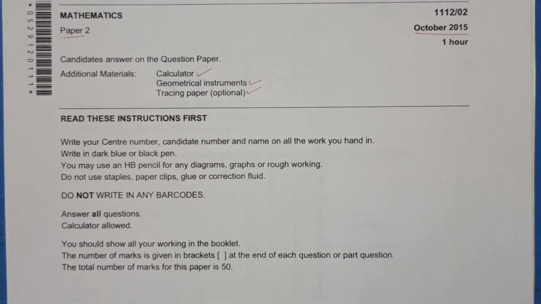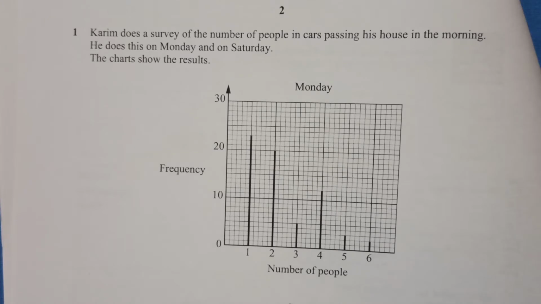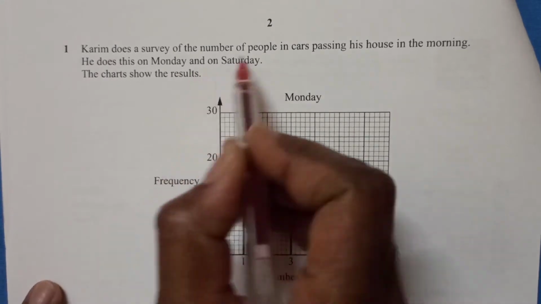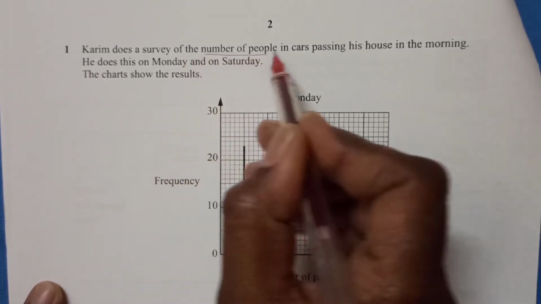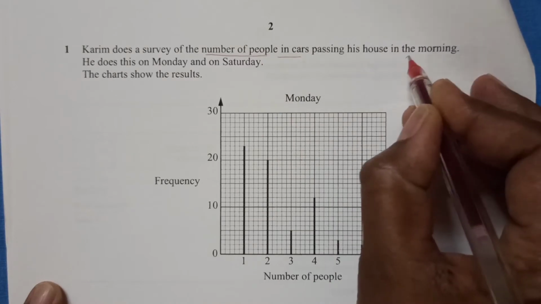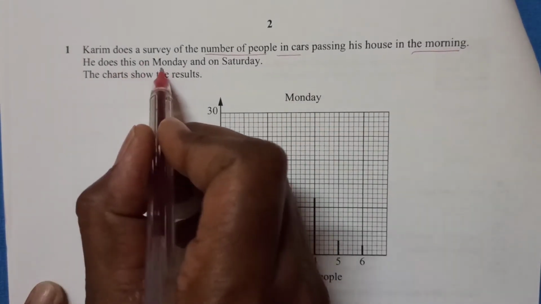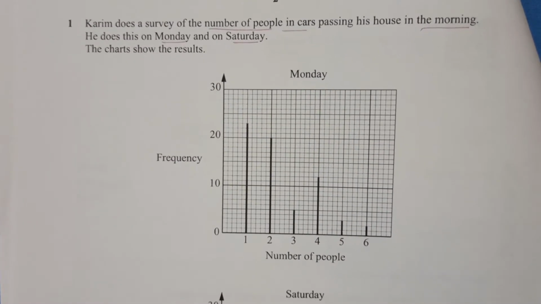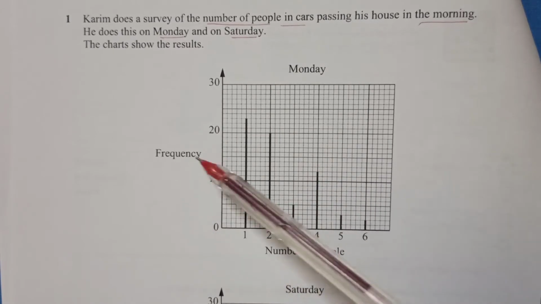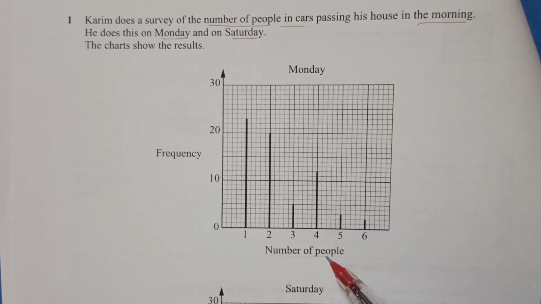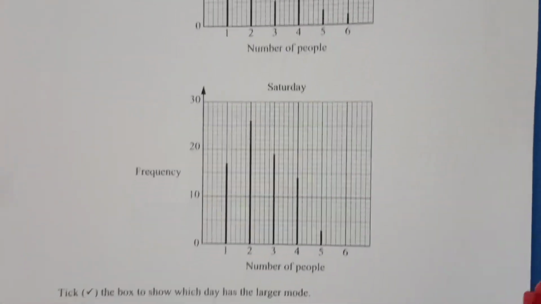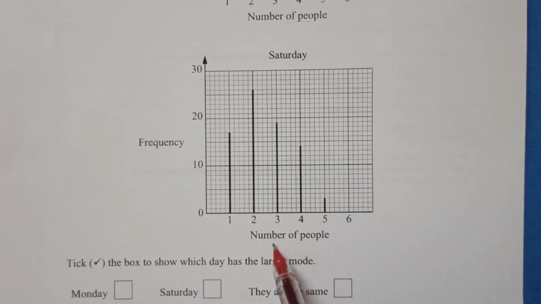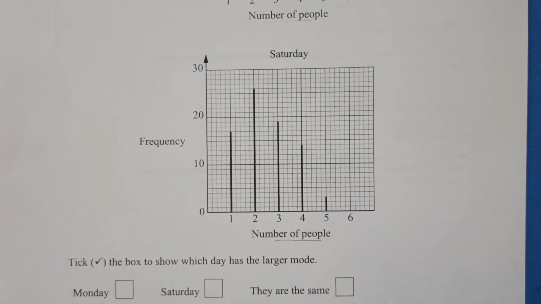So let's start. Question 1. Kareem does a survey of the number of people in cars passing his house in the morning. He does this on Monday and on Saturday. The chart shows the results. So you can see there are two charts. This is for Monday. You can see here is the frequency and we have the number of people on the horizontal side, and then down here we have Saturday. So frequency on the vertical axis and number of people on the horizontal axis.